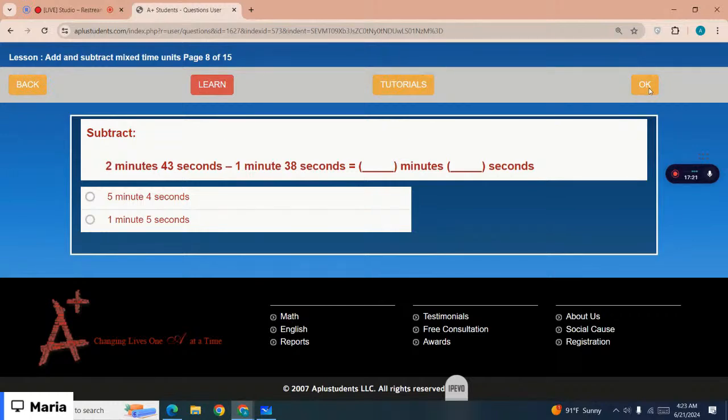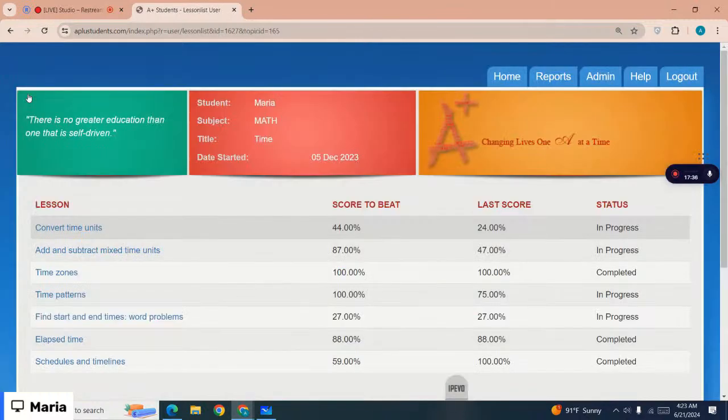That is 1 minute and 5 seconds. Option number two is the correct option. Okay. You can complete the lesson by yourself later today. Let me just move on to the next lesson. The next lesson is time zones. Let's just start with the next lesson.